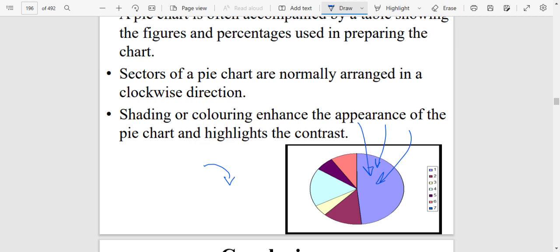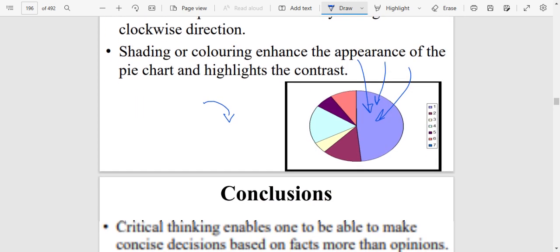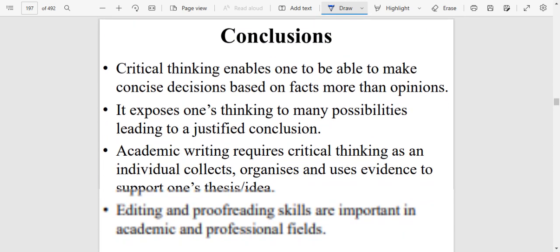Okay. So sectors of a pie chart are normally arranged in a clockwise direction, meaning that we go in this direction. That's a clockwise direction. Shading or coloring enhances the appearance of the pie chart and highlights the contrast. So it is important to shade the pie charts. They are just there to make sure that they highlight, okay, and also get to differentiate between two different traits like that. All right.